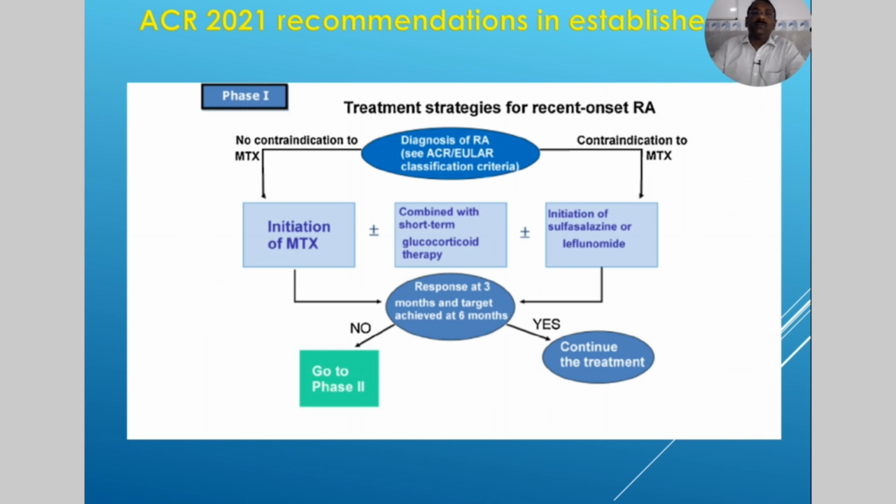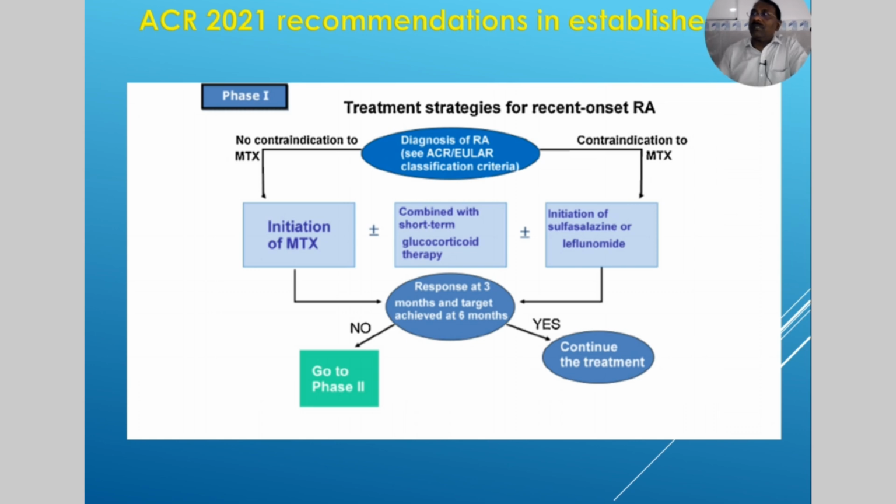See, treatment strategies. Diagnosis of RA is there. When there is no contraindication to methotrexate, use it. When there is a contraindication to methotrexate, use other drugs like hydroxychloroquine and sulfasalazine, plus or minus steroids. If there is a response, continue. If there is no response, then go to phase 2. So phase 1 is you are diagnosing RA in your clinic, in your OPD, and you check whether there is any contraindication to methotrexate or not. If there is no contraindication, use methotrexate. If there is a contraindication to methotrexate like liver toxicity, renal toxicity or pregnancy, then use other drugs.